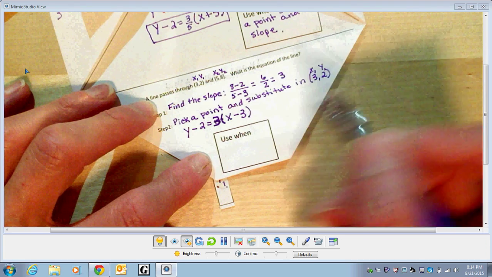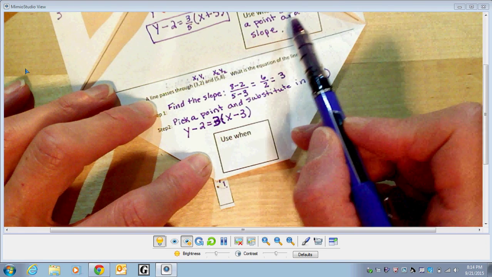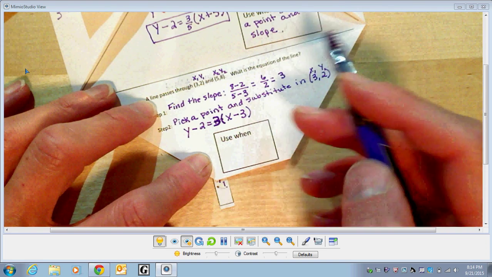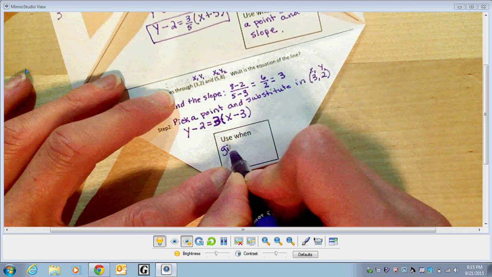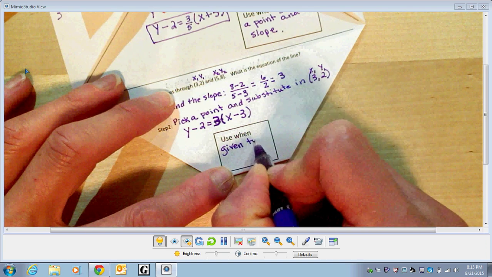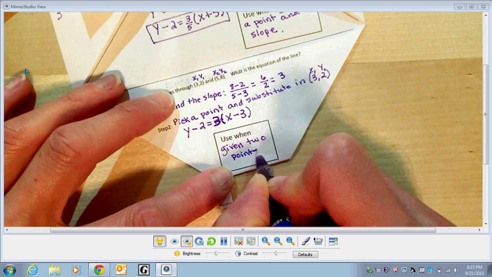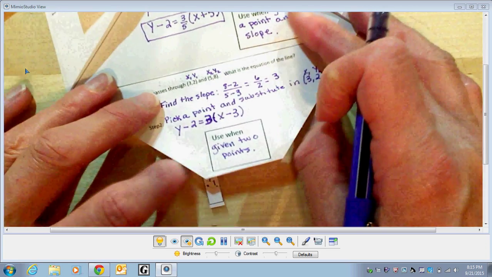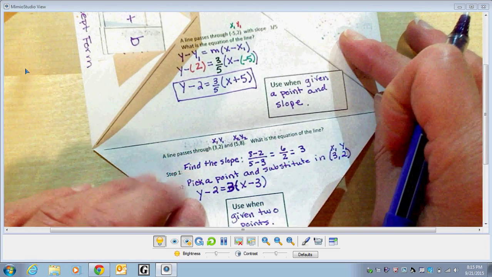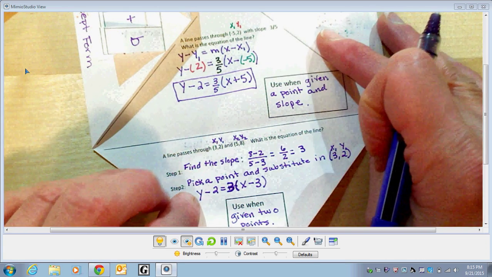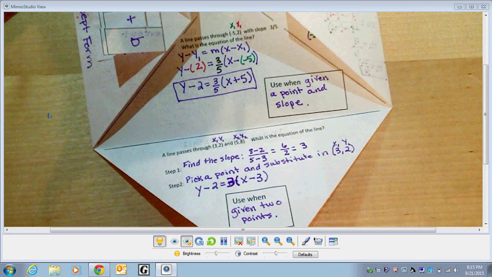So when would I use point-slope form? Well, I could use it when I'm given a point and a slope, or when given 2 points. So you have to listen to the vocabulary and you have to ask yourself, what do I have and what form would help me find out what I need to find out? And then take it from there.